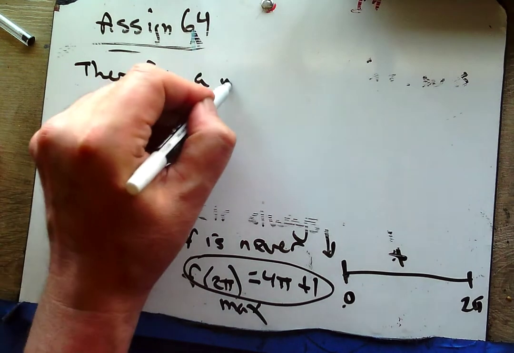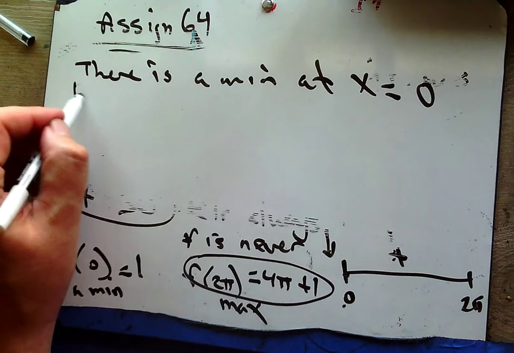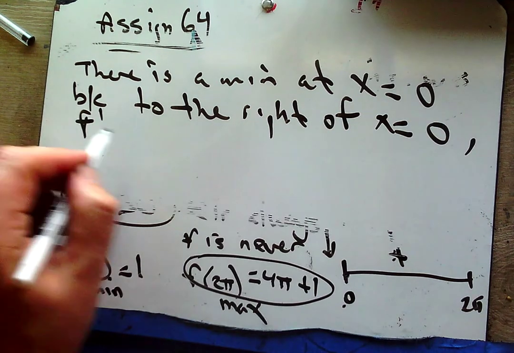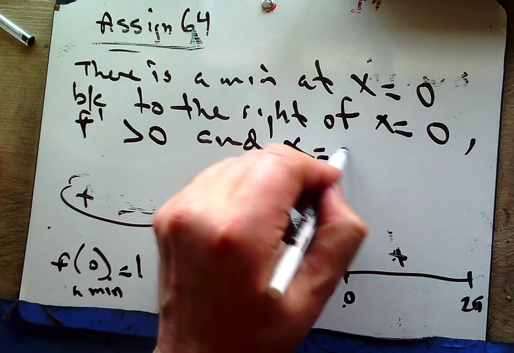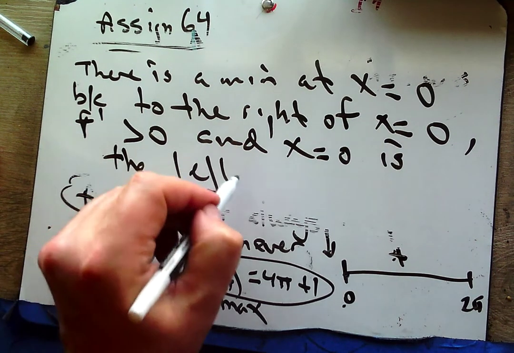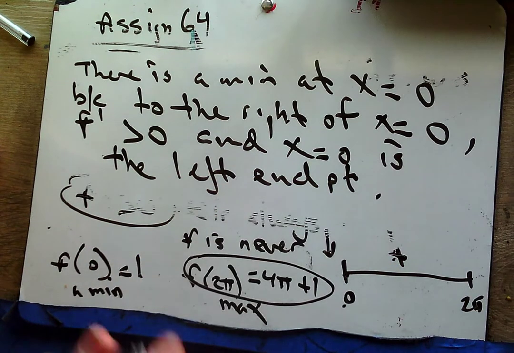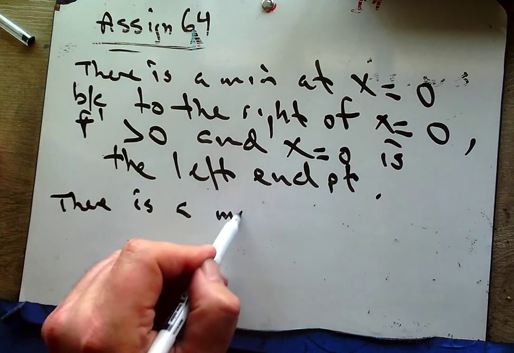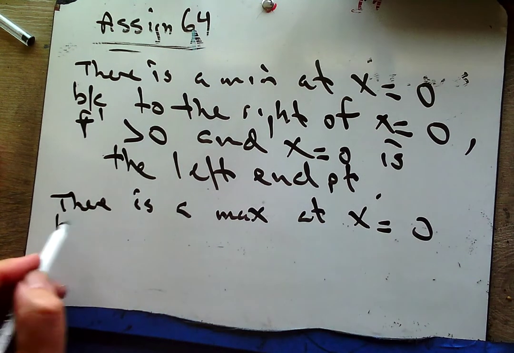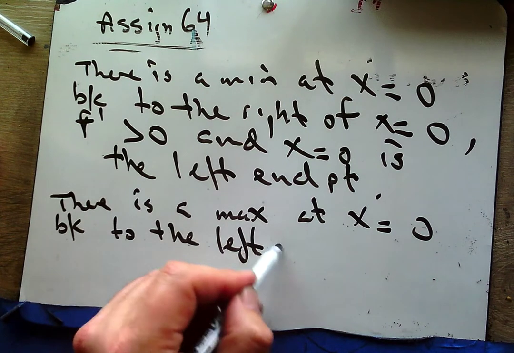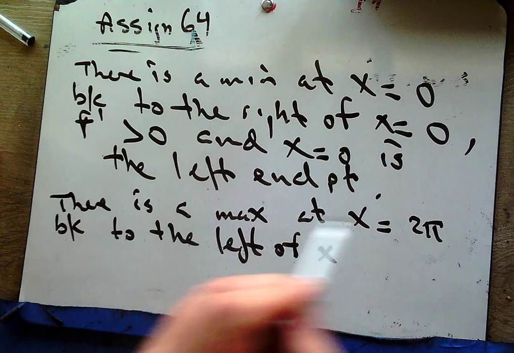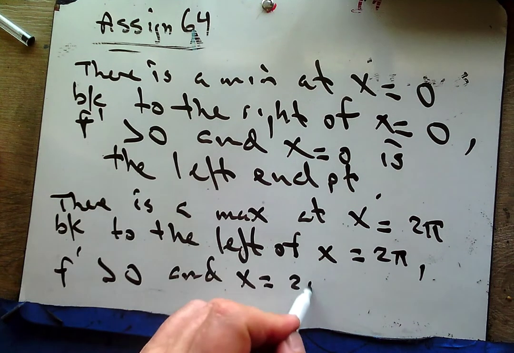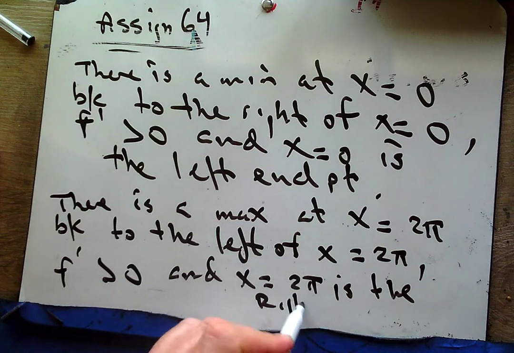There is a min at x equals 0 because to the right of x equals 0, f prime is greater than 0, and x equals 0 is the left endpoint. And we need to do something also for our max at the other end. At 2 pi, we'll say there is a max at x equals 2 pi because to the left of x equals 2 pi, f prime is greater than 0, and x equals 2 pi is the right endpoint.